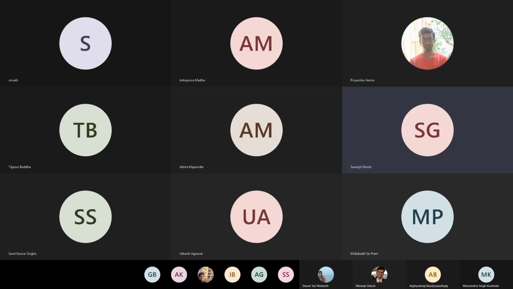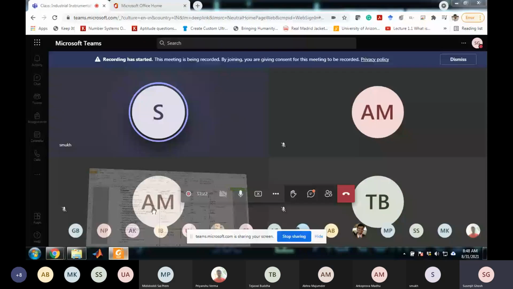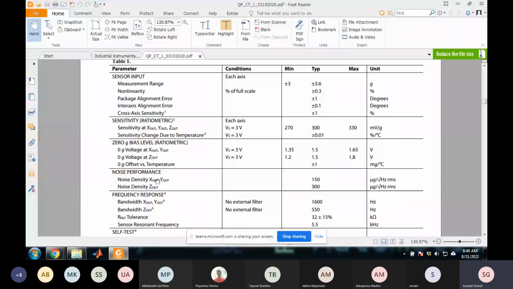Okay. So the next part is the sensitivity change due to temperature. That means here the temperature is acting as what? Is it a modifying input or interfering input? Sir, modifying. Yes. As the sensitivity is changing, this is acting as a modifying input. So from this specification, how will you calculate?